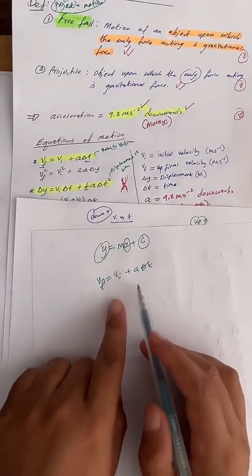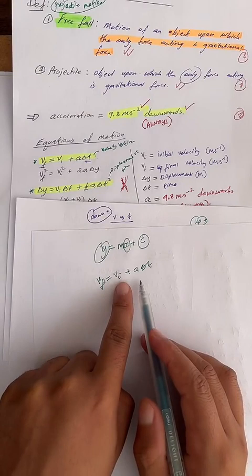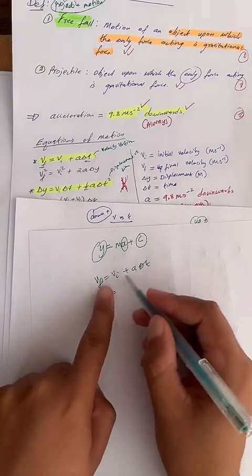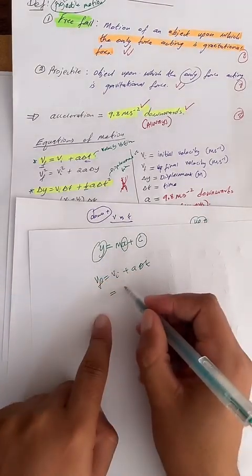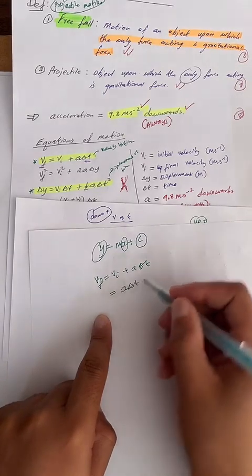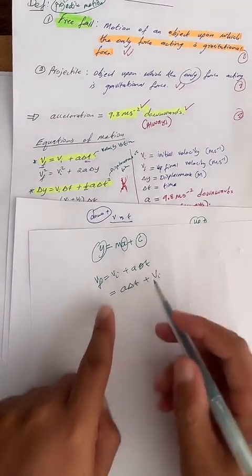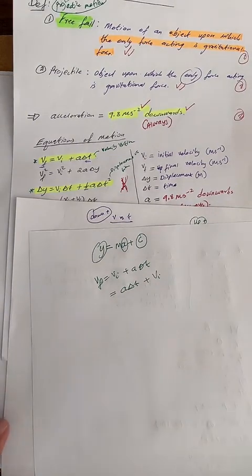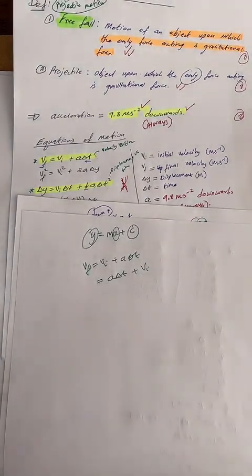It's not rearranged carefully. If we rearrange it properly, this part will go to the other side, and it will be acceleration times change in time plus vi. Remember, addition is commutative. You can reverse them.